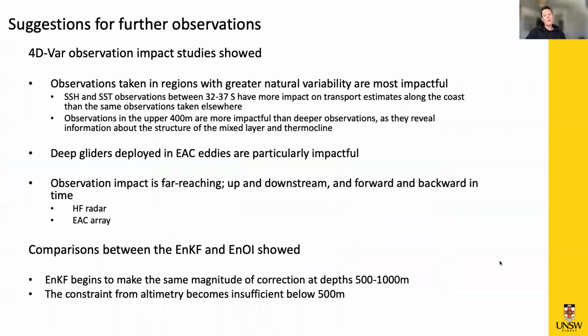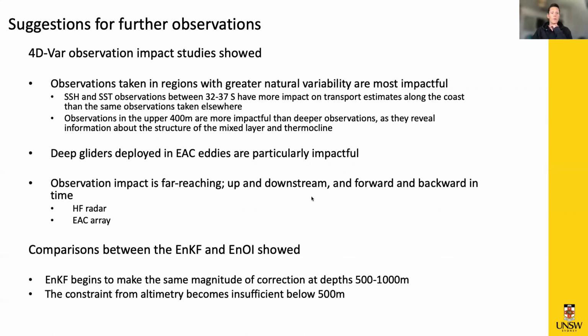So in summary, these observation impact experiments have allowed us to make suggestions for further observations. The experiment showed that observations taken in regions with greater natural variability are most impactful. Sea surface height and sea surface temperature observations between 32 and 37 south have more impact on transport estimates along the coast than the same observations taken elsewhere.